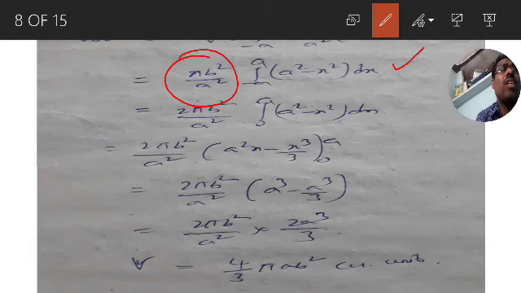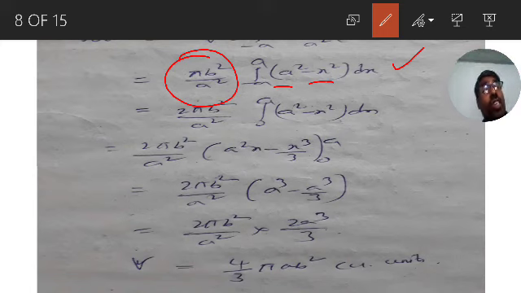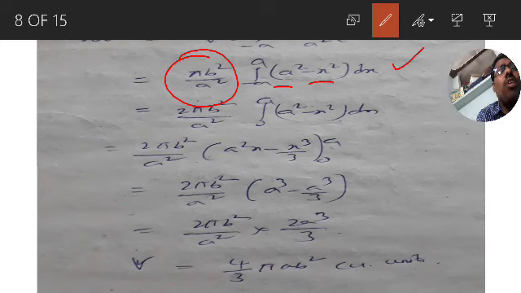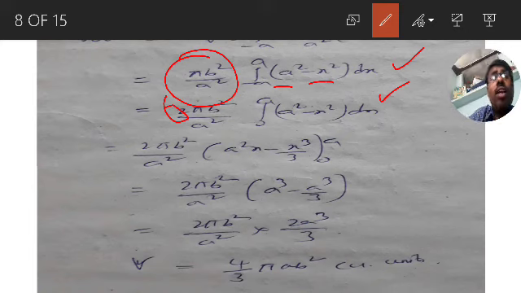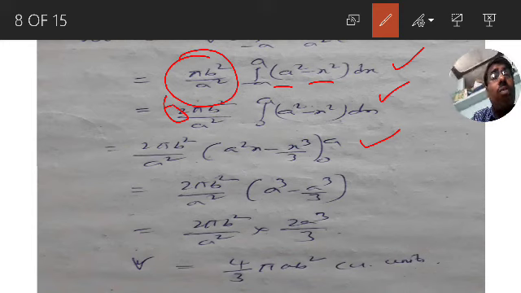Now a square is a constant, x square is even, so a square minus x square is an even function. Already we did this in the previous problem. Once a square minus x square is an even function, integration minus a to a f of x dx, where f of x is even, can be written as 2 times 0 to a. So here minus a to a can be written as 0 to a 2 times. 2 into pi into b square by a square integration 0 to a, a square minus x square dx. So 2 pi b square by a square, upper limit minus lower limit.